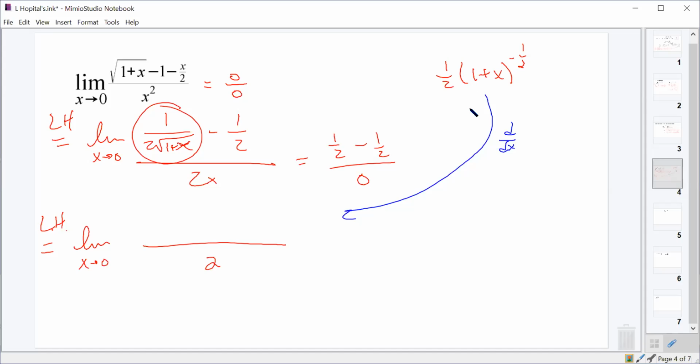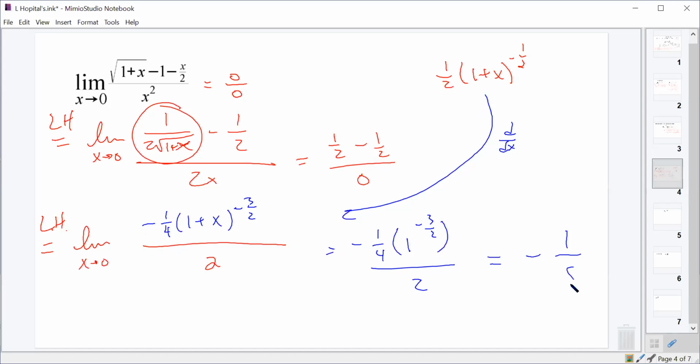the derivative of 1/2 of 1 plus x to the negative 1/2. Negative 1/4 times 1 plus x to the negative 3/2. Great. Times the derivative of 1 plus x, which is just 1. So don't have to put that. All right, now we plug in our 0, and we end up with negative 1/4 of 1 to the negative 3/2 divided by 2. 1 to any power is just 1, right? So we have negative 1/4 divided by 2, which ought to be negative 1/8.